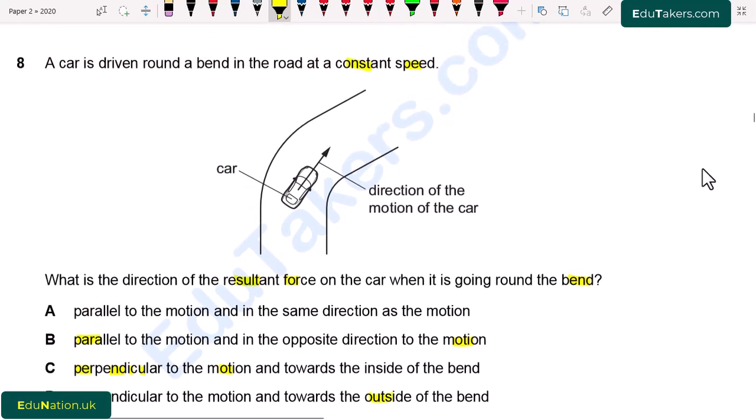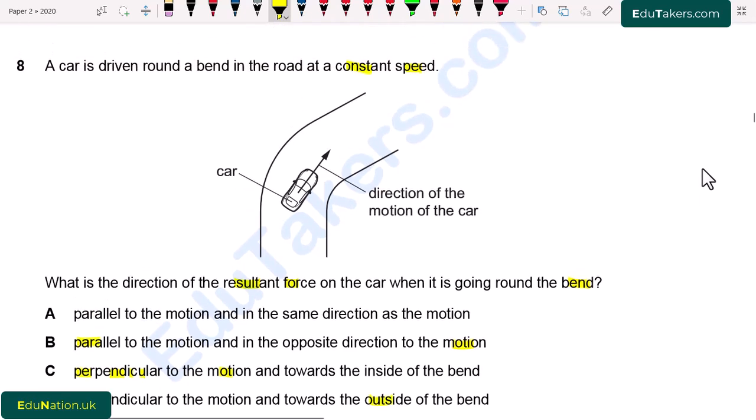So from here, as the car is driven around a bend.